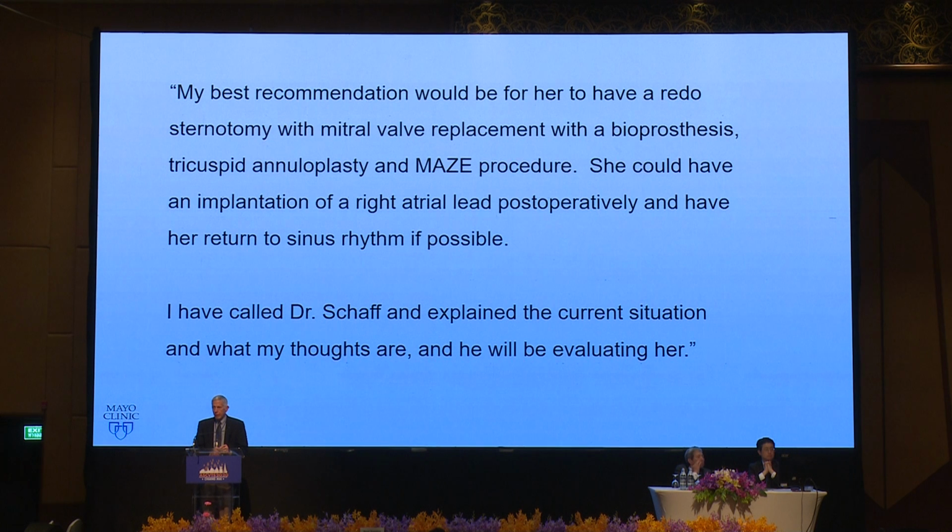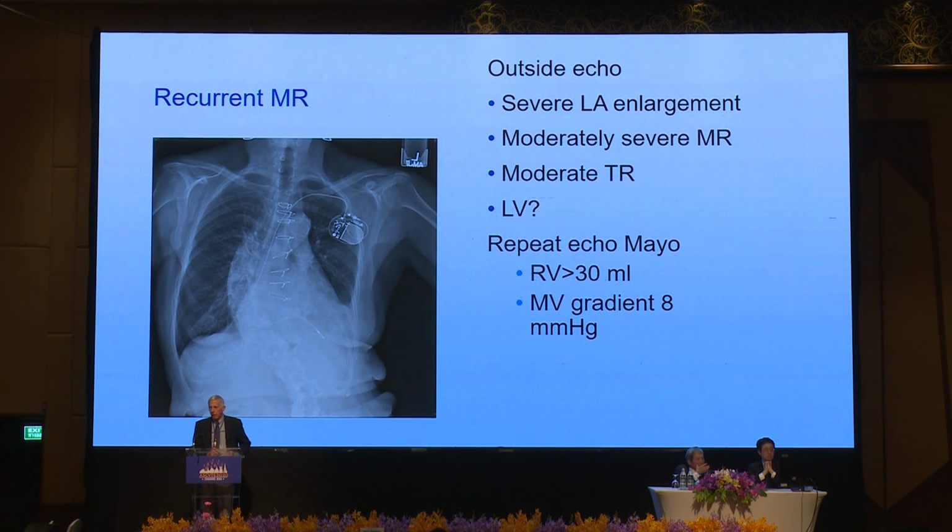He recommended a mitral valve replacement with a bioprosthesis, tricuspid annuloplasty, and a Maze procedure, and implant a lead, and so on. Now, what I didn't tell you was that she had an ejection fraction of 60% and an end-systolic dimension of 45. So think about this one. What's wrong with this person?